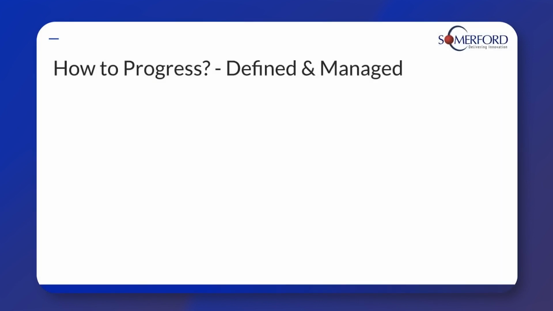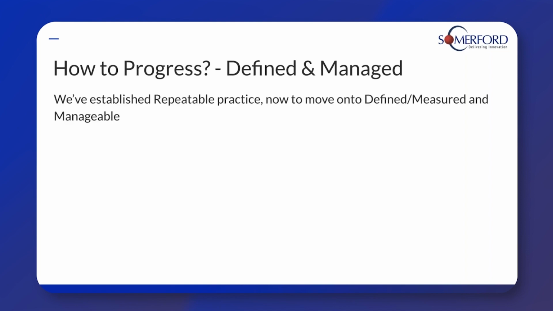So the first time we talked about repeatability. So let's look at how we can progress from repeatable processes into defined and managed. Okay, so the first thing we want to look at is how we can move to a defined or measured approach and a manageable approach. So what are the key priorities here?